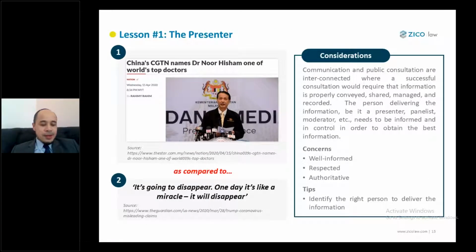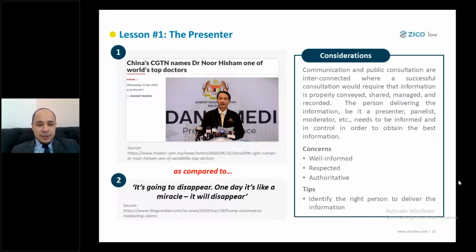Now, lesson number 1, basically knowing the presenter. Now, to me, this is one of the most important aspects of a good public consultation session, which is to have a good presenter. The presenter, or whatever name you call it, it could be consultant, moderator, speaker, panelist, so on, is basically the main person who is delivering the information.